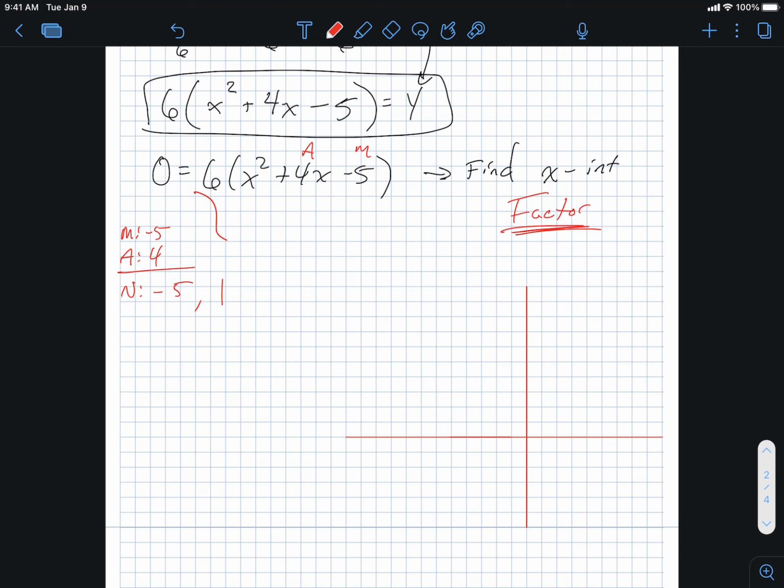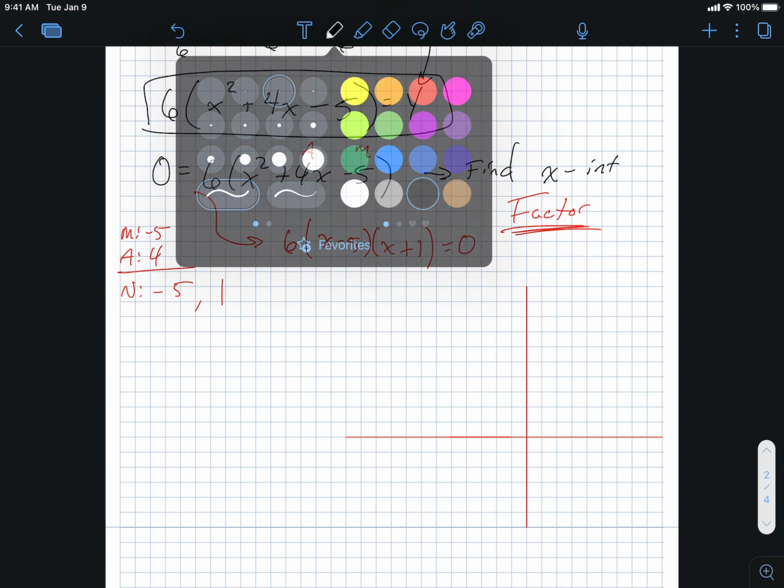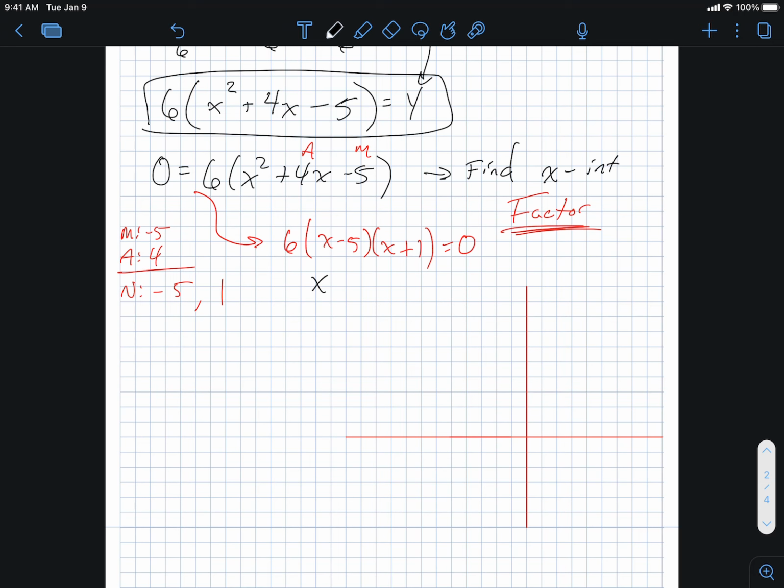Right, so that works. So then we come down here and we say, okay, 6 times x minus 5 times x plus 1 equals 0. What are the two x values, or the x-intercepts? Well, one of them is going to be x equals 5 and x equals -1. So what are the points with that? 5, 0 and -1, 0. There are your x-intercepts.